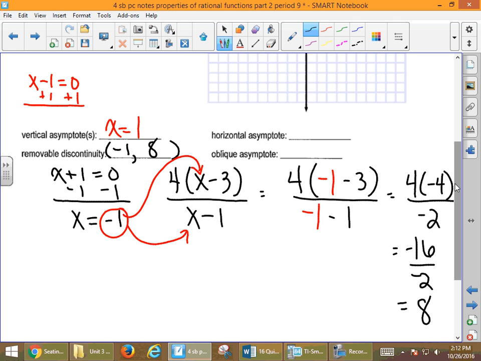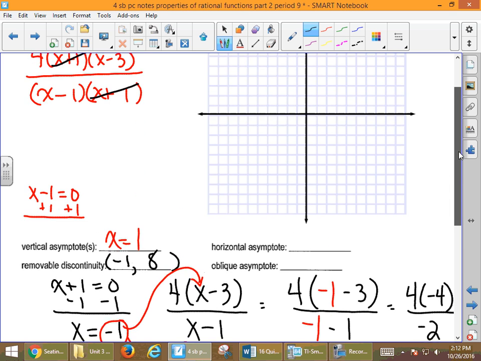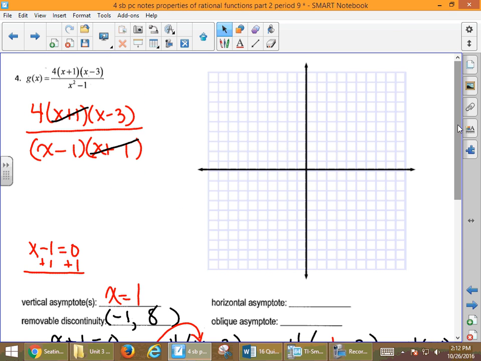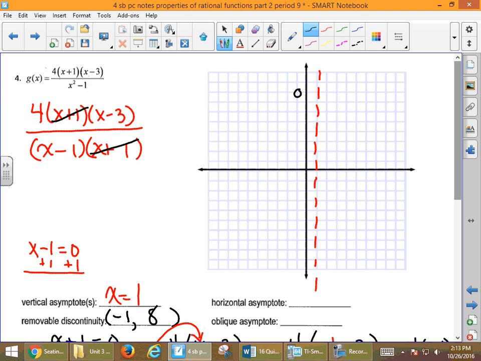So let's put in a couple things here before we determine whether we have horizontal or an oblique asymptote. Let's draw in our vertical asymptote, which is going to be x equals 1. And the other thing that we're going to put in here is the removable discontinuity. Negative 1, 8, 1, 2, 3, 4, 5, 6, 7, 8, we'll have an open circle at that point. Negative 1, 8 is going to be an open circle. Instead of a normal filled in circle, it's going to be open. It's not included.